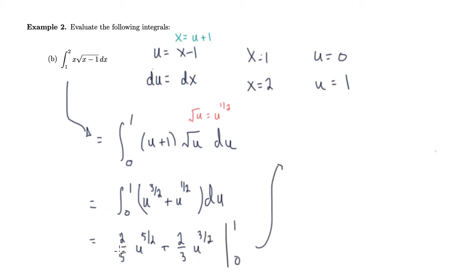Well, when I plug in 1, I just get 2/5 plus 2/3, and when I plug in 0, I just get 0. So my answer is just 2/5 plus 2/3. Now 2/5, I can think of as 6/15, and 2/3 is 10/15, so altogether the answer becomes 16 over 15. And that's the area bounded between the graph of this function and the x-axis between 1 and 2. Or in other words, that's the evaluation of this definite integral.